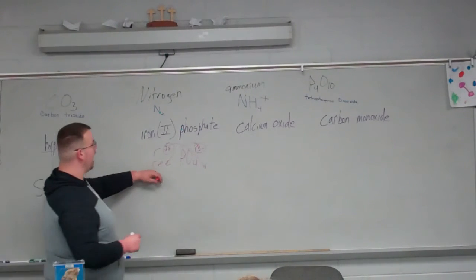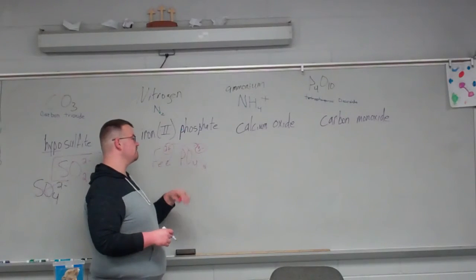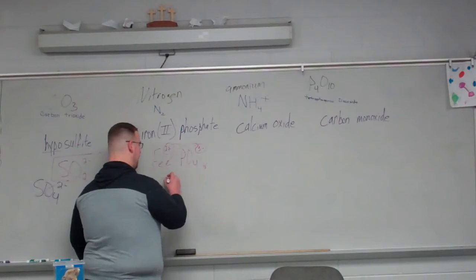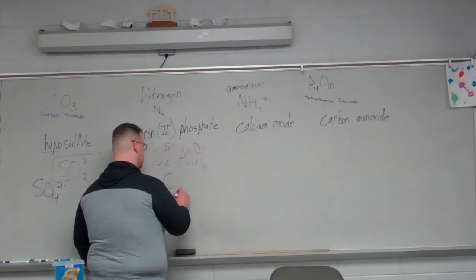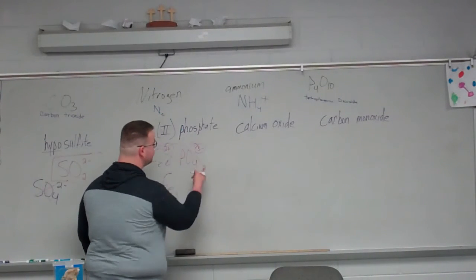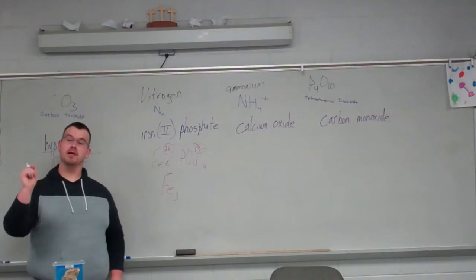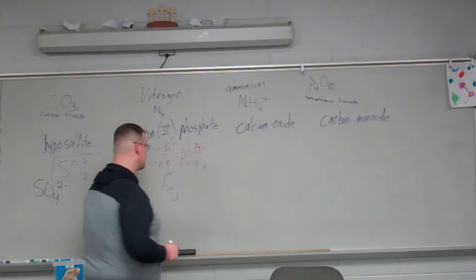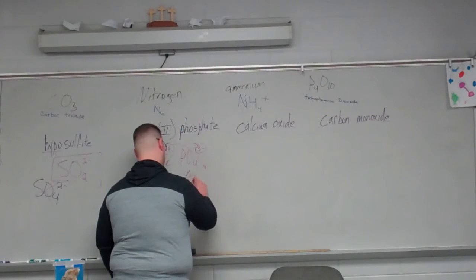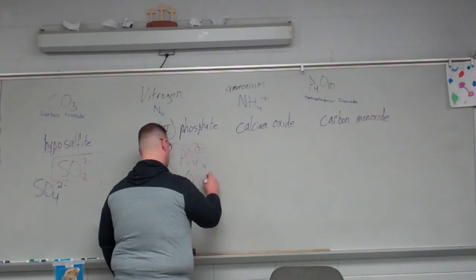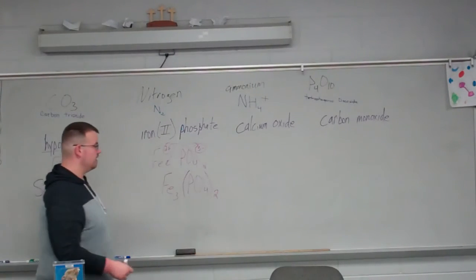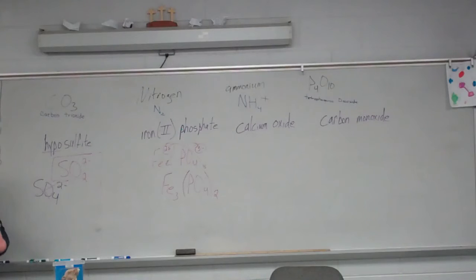Alright, so over here we got iron 2 plus and phosphate, which is 3 minus. We're going to cross it. 3 comes over here for the iron, so iron 3. Then I got this 2 coming over for the phosphate. But remember, what do we have to do with the phosphate? Put it in parentheses. And then put a 2 on the outside. That is telling me that I need 2 phosphates.